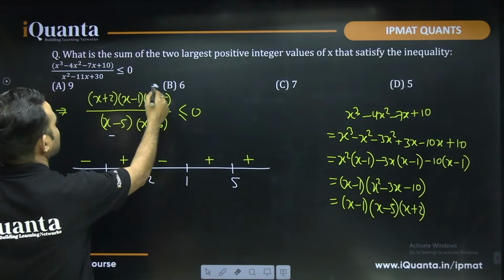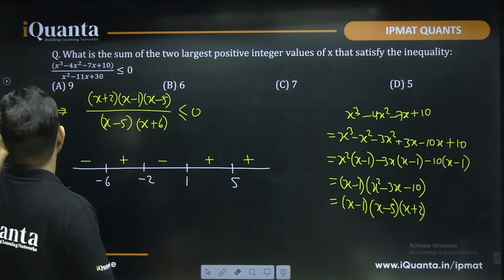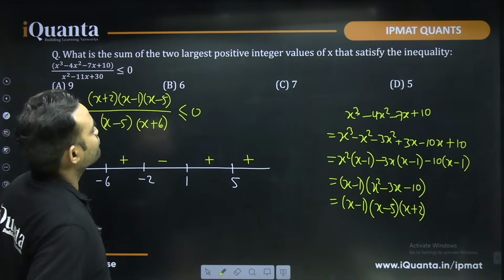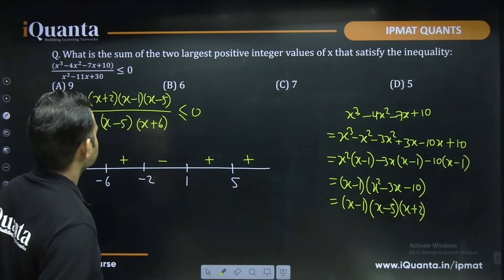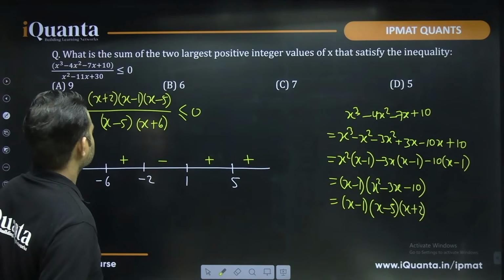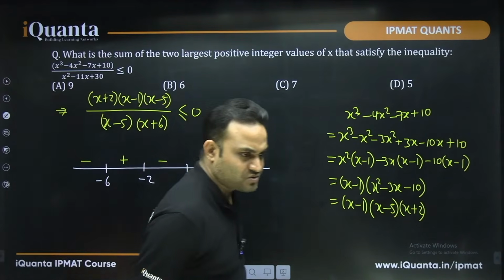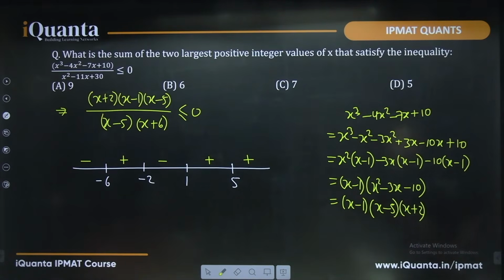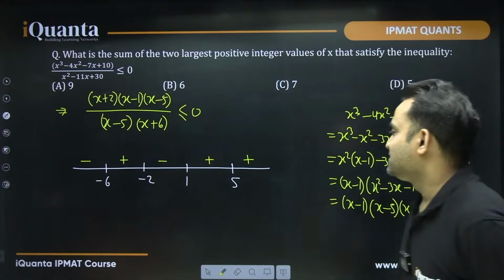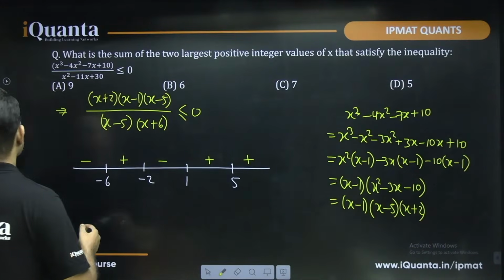What is the sum of the two positive integer values of x that satisfy the inequality? Is it less than or equal to 0? x minus 6.